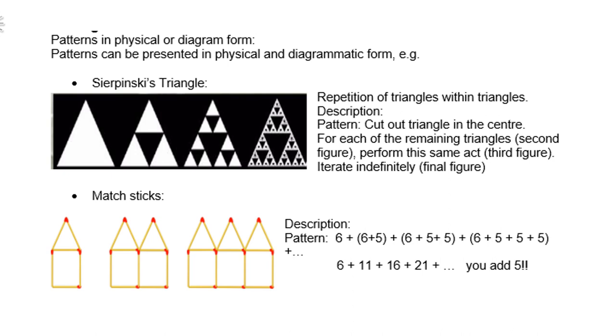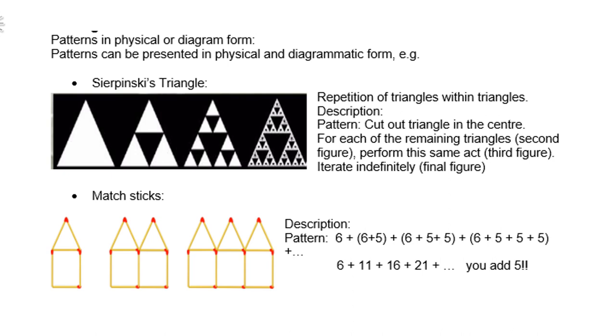Patterns in physical or diagram form. If we look at diagrams or geometric shapes, patterns can be represented in physical diagrams. Like the Sierpinski triangle, for instance, you will notice the repetition of triangles within triangles. The pattern is to cut out triangles in the center for each of the remaining triangles. The second figure performs the same act. The third figure iterates indefinitely. So you can see how the pattern has been iterated. So there's a pattern.